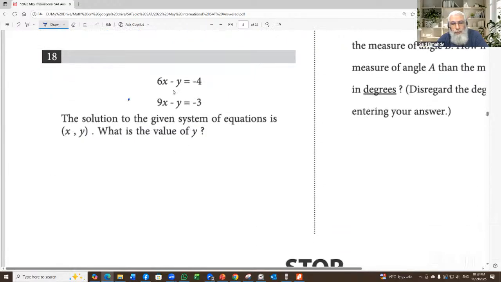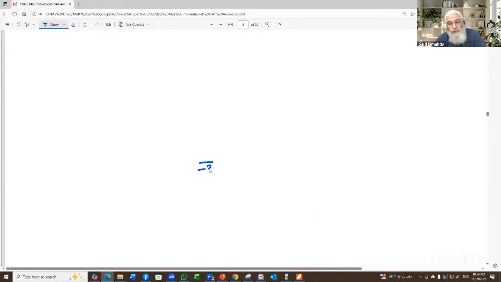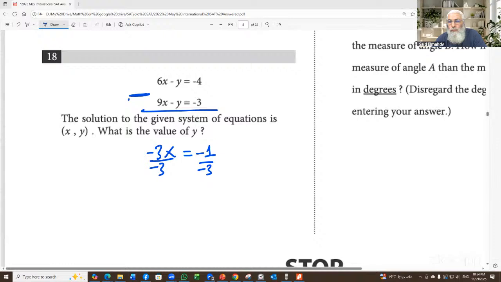Number 18, 6x minus y equals negative 4, 9x minus y equals negative 3. The solution to the given system of equations is x comma y. What is the value of y? So we need to solve for y. We can eliminate y here if we subtract: 6x minus 9x is minus 3x. Negative y minus minus y, y will cancel out. And negative 4 minus minus 3 means negative 4 plus 3, which is negative 1. Divided by negative 3, divided by negative 3, x is equal to 1 over 3.